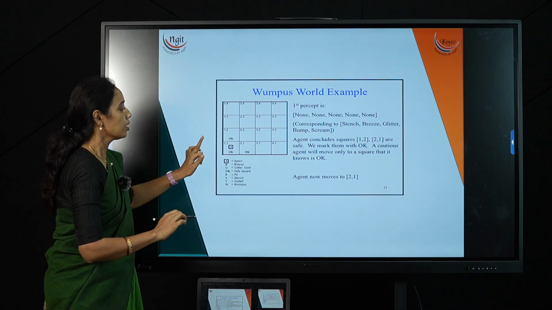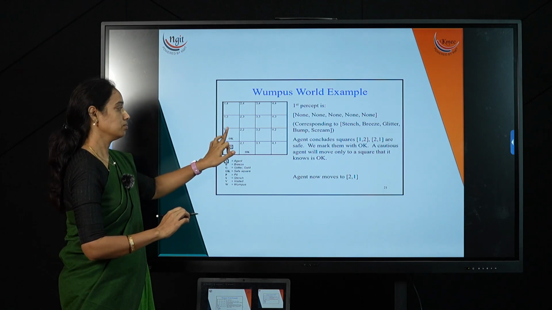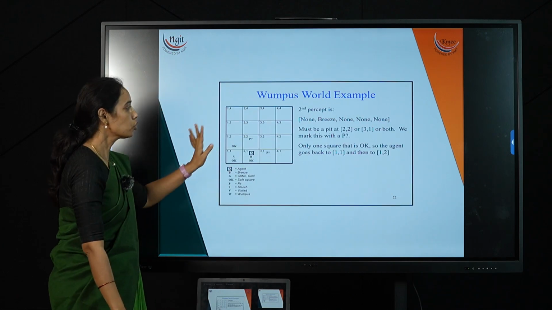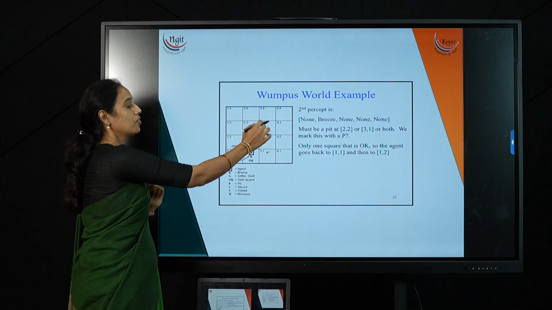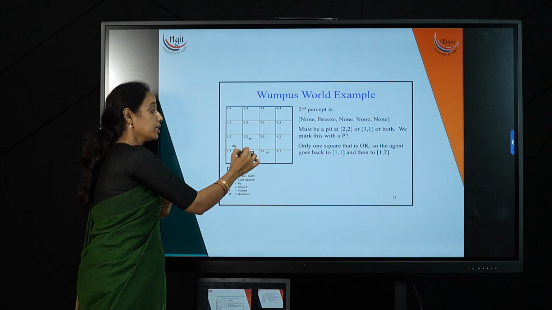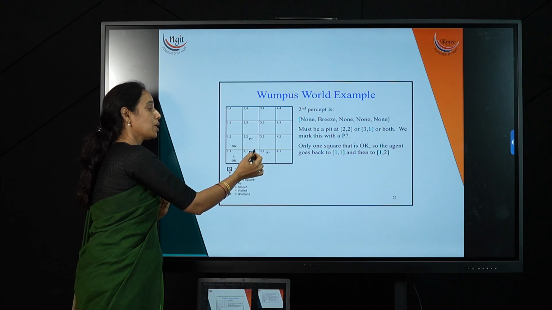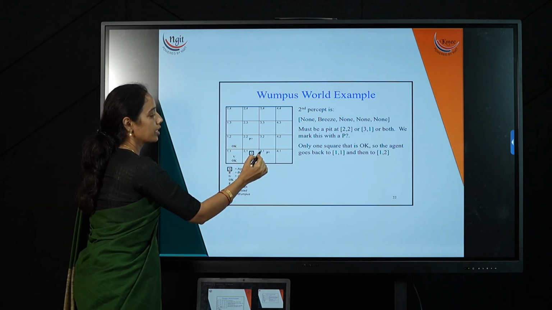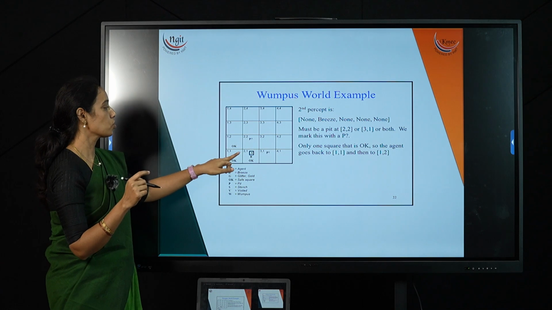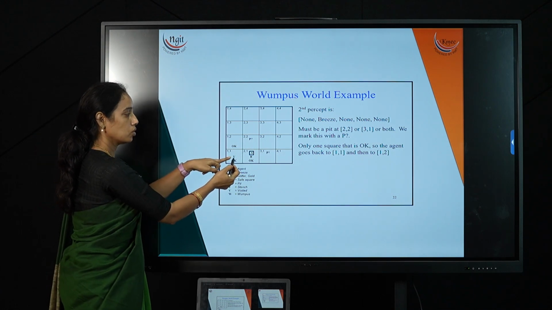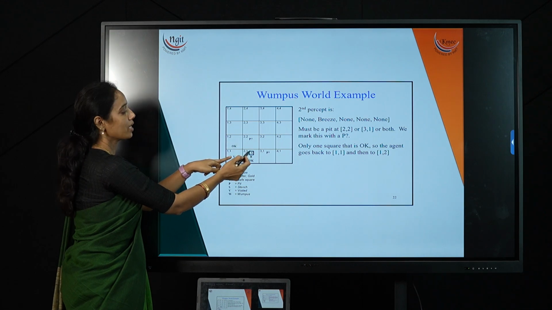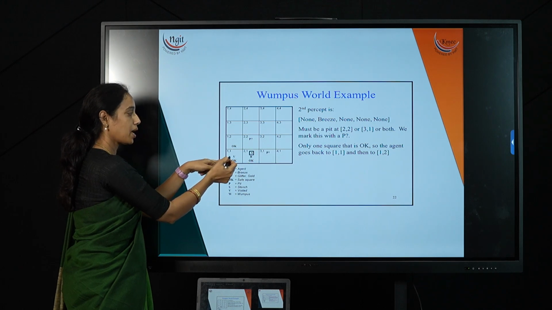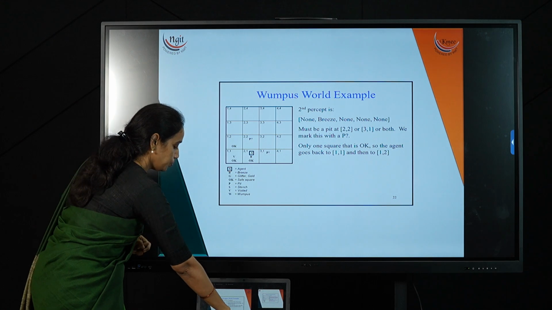Now, as he feels both are safe, the agent moves to 2,1. In 2,1 he feels a breeze. That means the agent will come to know that maybe in 3,1 or 2,2 there must be a pit. That's why we have noted it as pit. So the only square that is okay is 1,1, so he goes back to 1,1 and then he moves to 1,2. He came back because he sensed that there might be a pit.